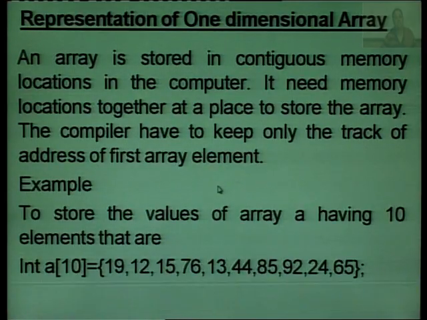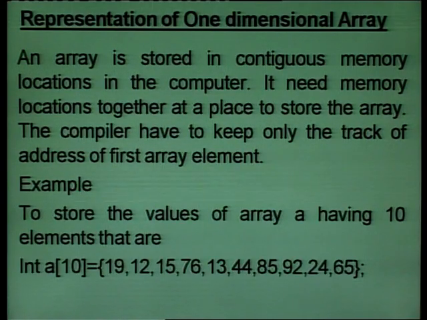Now the representation of a one dimensional array. If I want to represent the one dimensional array in a continuous memory location in the computer, we need a contiguous memory in the computer. It needs a memory location together at a place to store the array. The compiler has to keep track of only the address of the first array element. If we are tracking the first array element, that track should remain in the compiler.